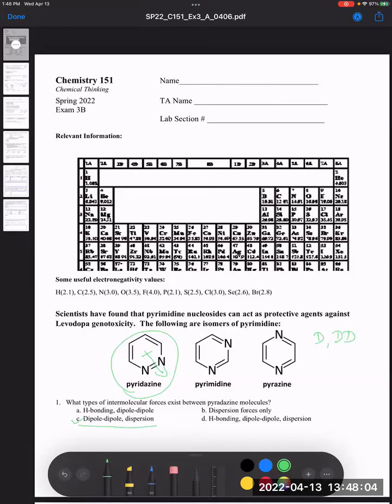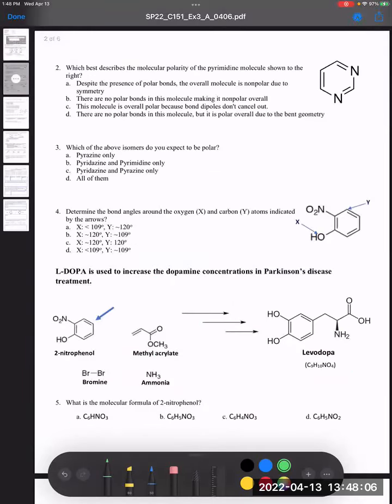Okay. Moving on, question 2. Which best describes the molecular polarity of the pyrimidine molecules shown to the right? Okay, so again, when it comes to this molecule, I would say the charges are not symmetrically distributed. For example, nitrogen is more negative than carbon. Therefore, we're going to have a negative charge over here. Okay, and then this charge is not symmetrically distributed. Therefore, you're going to have a polar molecule here.